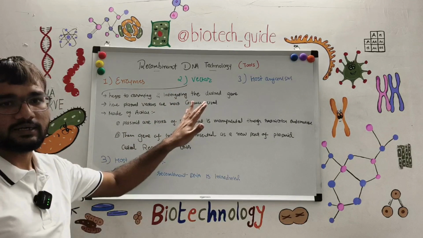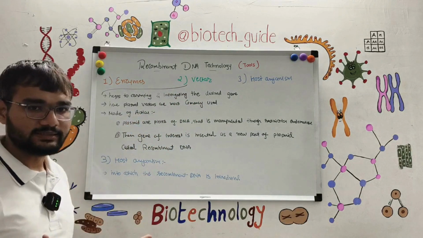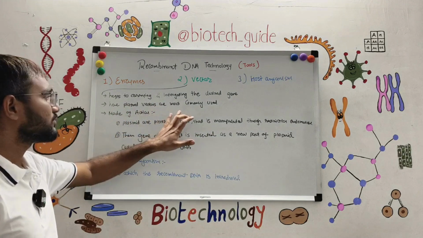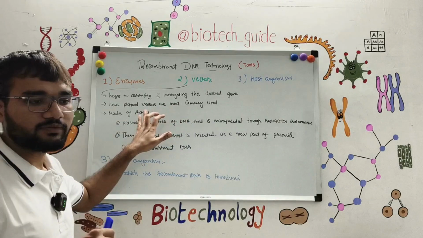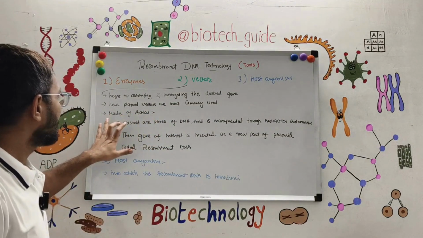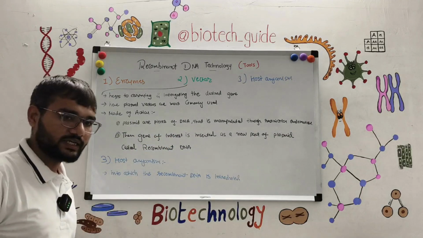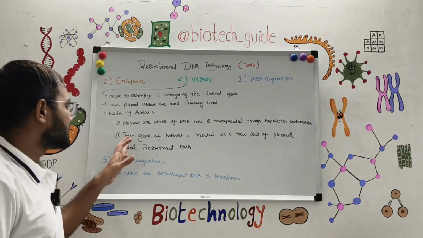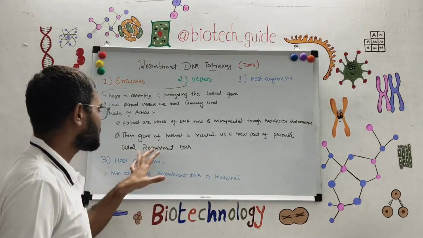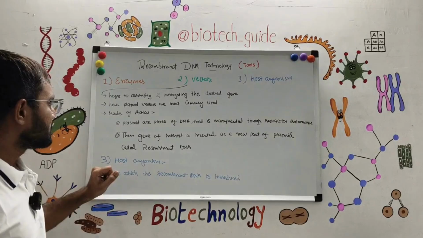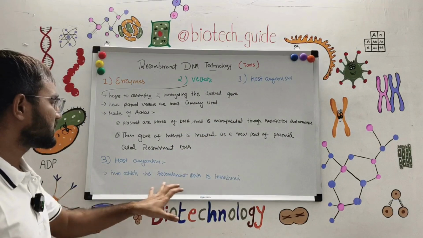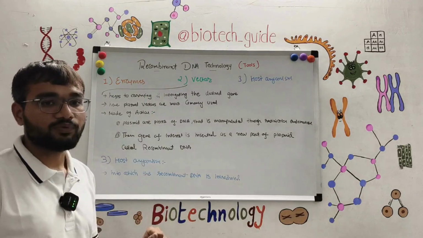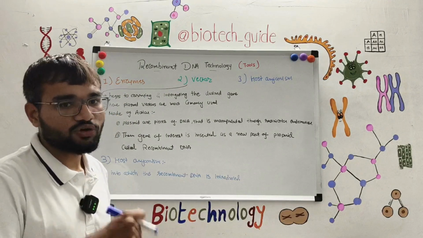A vector is a kind of vehicle which carries the desired DNA. It helps in carrying and getting the desired gene. Here, plasmid vectors are most commonly used. We discussed previously that in bacteria we isolate plasmids. Then the mode of action: plasmids are pieces of DNA, defined as extrachromosomal elements, that are manipulated through restriction endonucleases, and the gene of interest is inserted as a new part of the plasmid, called recombinant DNA. Then third, the host organism, into which this produced recombinant DNA is introduced. So these are the three basic, important tools required for any recombinant DNA technique.